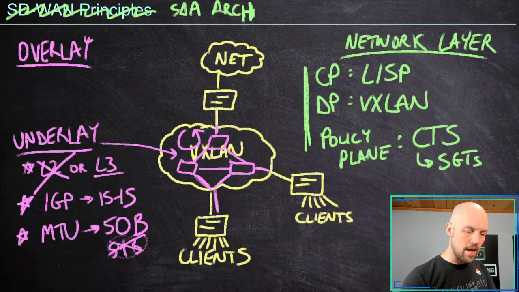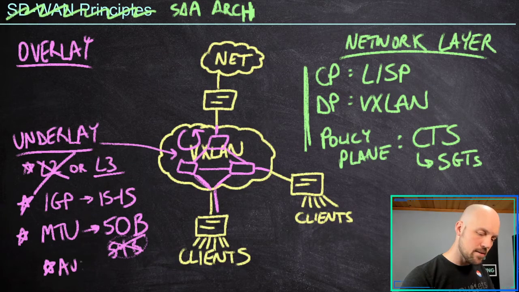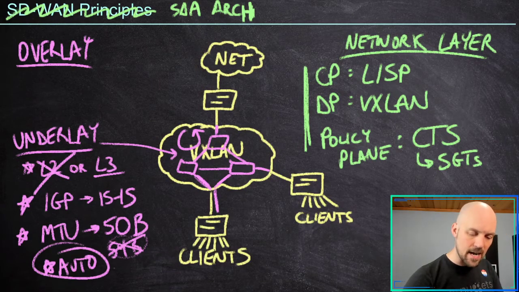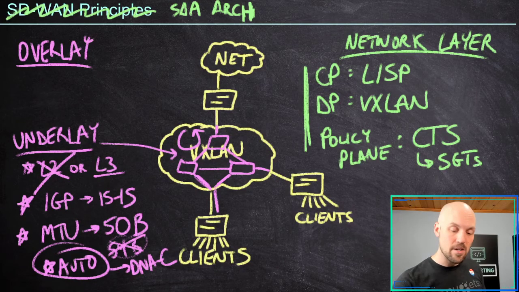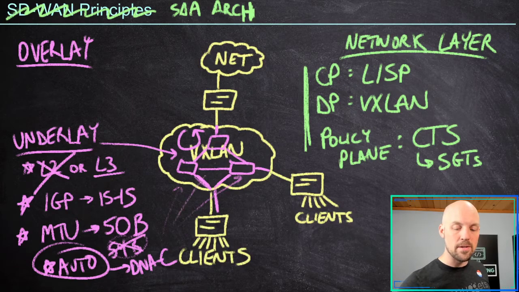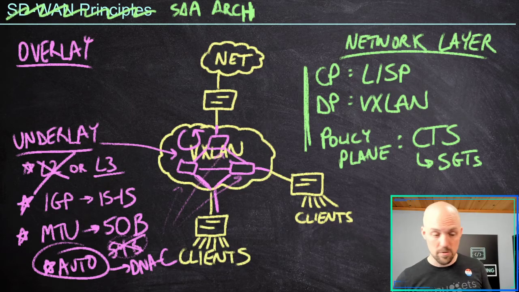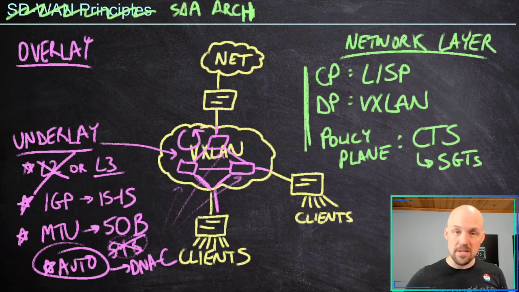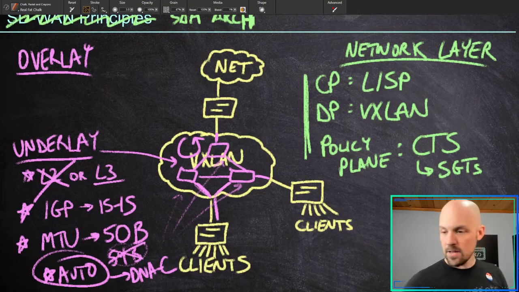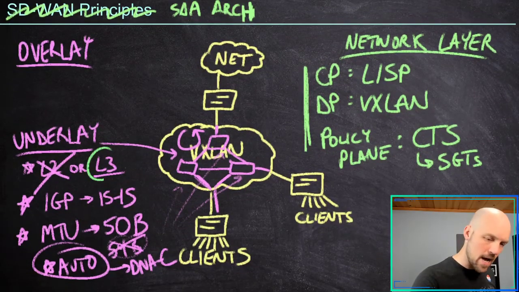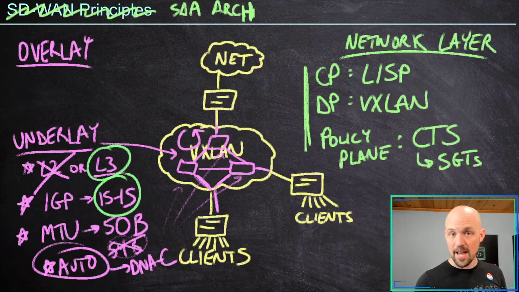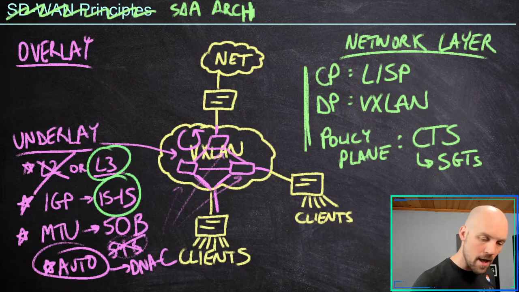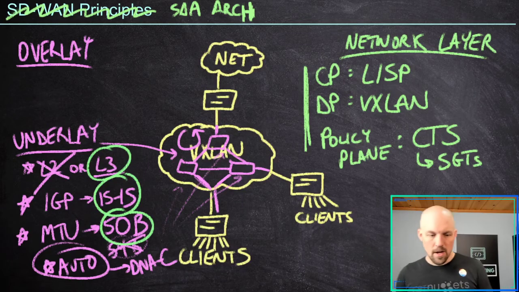One cool thing about the underlay is we can actually automate the underlay deployment via DNA Center. So if this is a net new deployment and we throw a bunch of switches together, DNA Center can actually go out and automate the deployment of the underlay, which is really cool. If it automates the deployment of the underlay, it is going to configure it as a layer 3 fabric. It will configure ISIS as the interior gateway protocol, and it will increase the MTU.